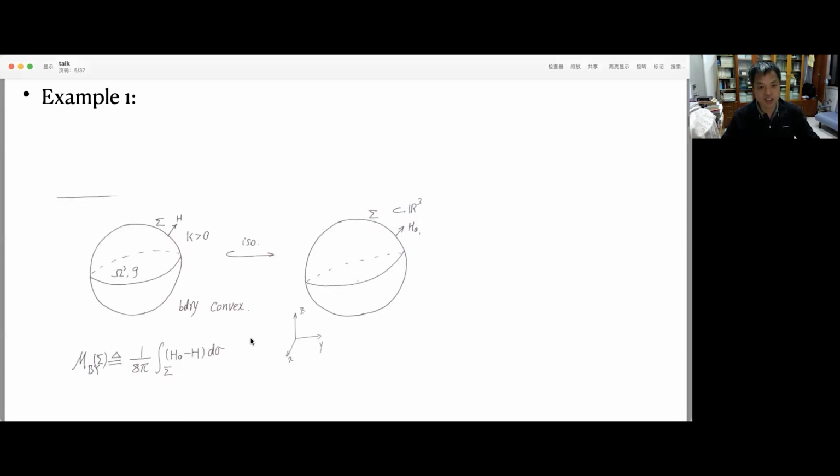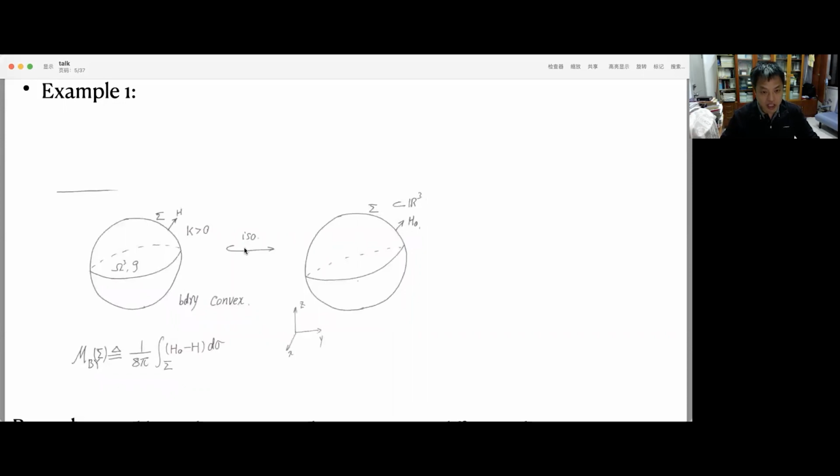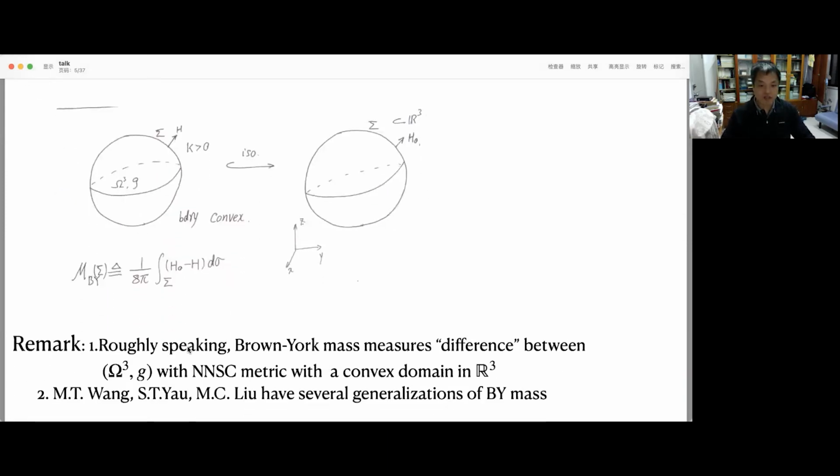And as we know, such an isometric embedding is unique up to a rigid motion in Euclidean space. So H0 is completely determined by the induced metric of Sigma. Then by this formula, we see that the larger the mean curvature H, the smaller this Brown-York mass will be. Okay. So roughly speaking, Brown-York mass measures the difference between the compact Riemannian manifold (Omega, g) with a non-negative scalar curvature metric, here NSC refers to non-negative scalar curvature metric, and a convex domain in R3.